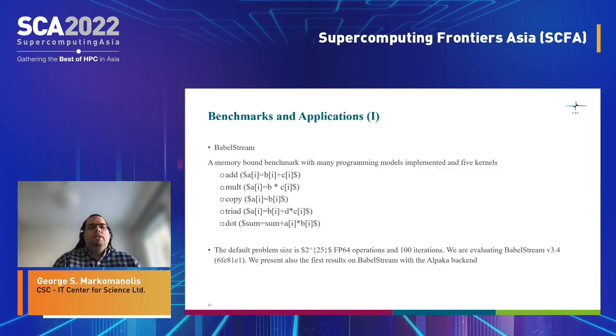Now, benchmarks and applications. One is BabelStream. BabelStream is a memory-bound benchmark with many programming models implemented with five kernels. The patterns are: add, multiplication, copy, triad, and dot. Dot is a reduction, and I like the dot because usually it's more tough. The default problem size is 2 to the power of 25, FP64 operations, and 100 iterations. And we're evaluating BabelStream version 3.4 at this commit. We track the commits to be sure that we can reproduce things.